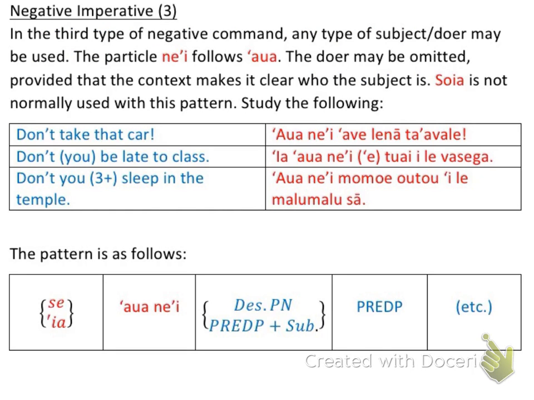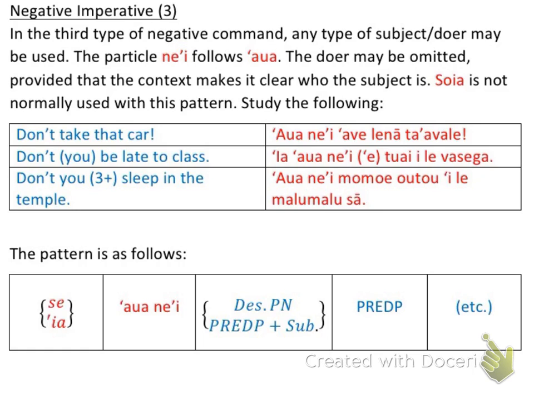Okay, the third and last negative imperative. This is something that the particle ne'i follows awa. So any type of subject or doer may be used, and ne'i follows awa. The doer may be omitted provided that the context makes it clear who the subject is. So kind of like the last one, I can take out the subject or doer if it's clear from the context who I'm talking about. So ia is not normally used with this pattern, and study the following.